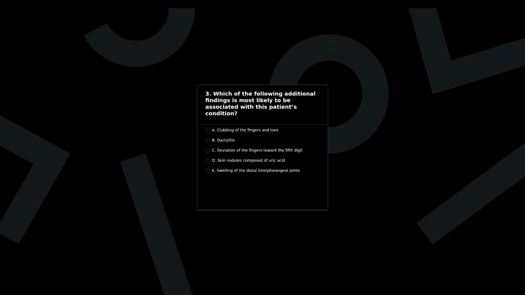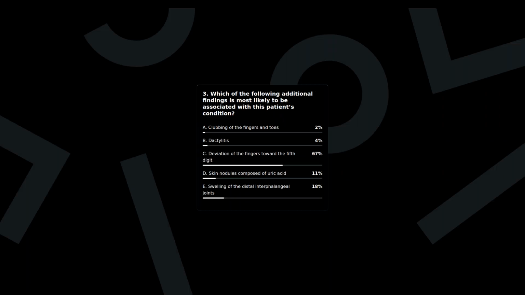Let's see, 3/4 of you have voted. And interestingly enough, we've got another case where we have a pretty strong leader. So I'm going to go ahead and close the poll and share the results. Not quite 83%, but just about 2/3 of you went with deviation of the fingers toward the 5th digit.